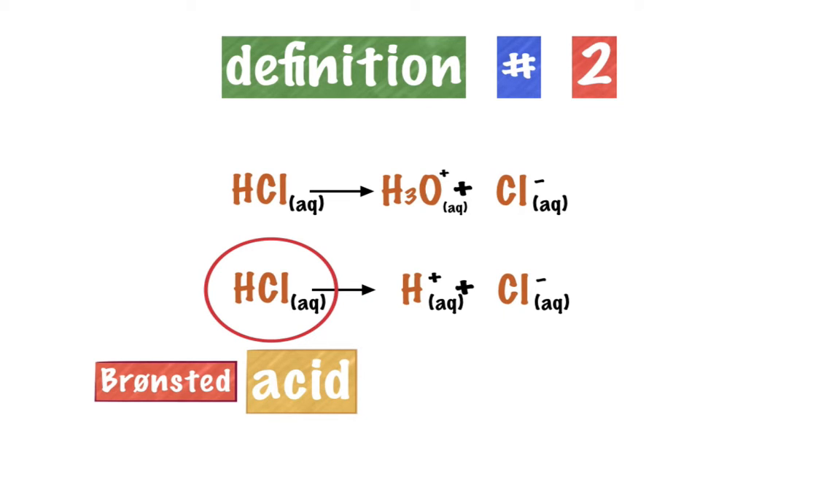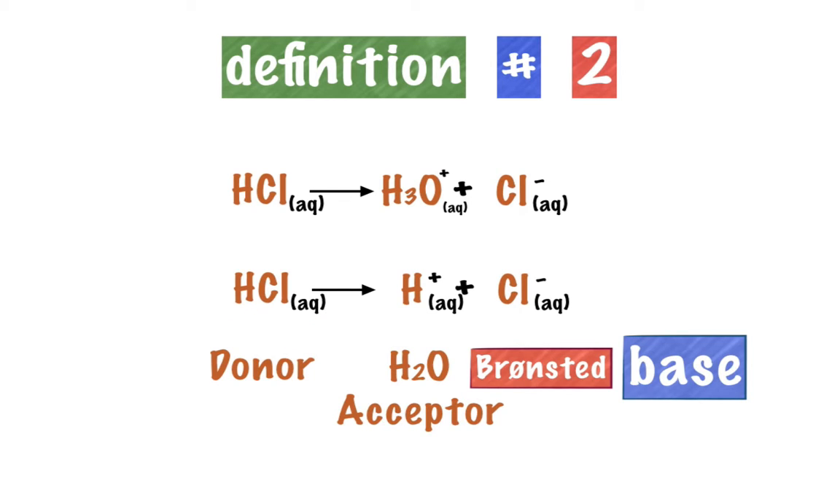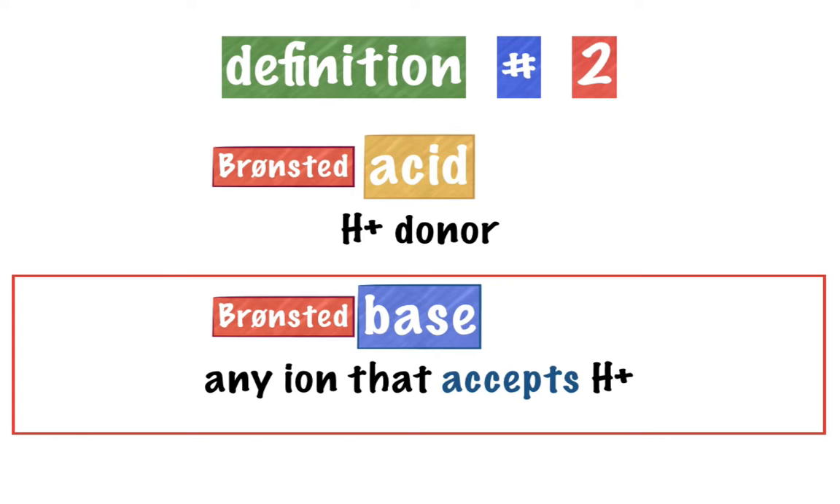So let's look at our Bronsted acid. Again, this is our donor, and our acceptor in this case is H2O. That is our Bronsted base. So our definition number two, the Bronsted definition, is that a Bronsted acid donates the hydrogen ion, and the Bronsted base is any ion that accepts the hydrogen ion.